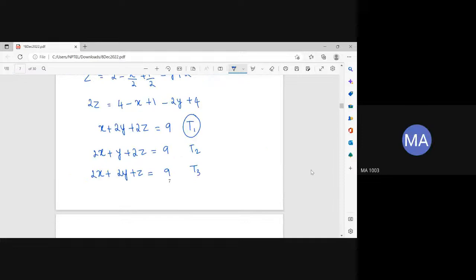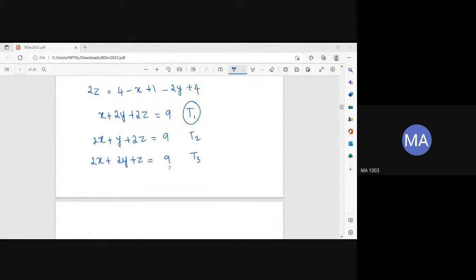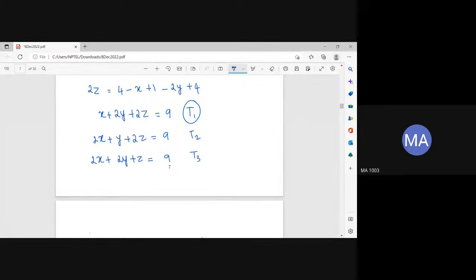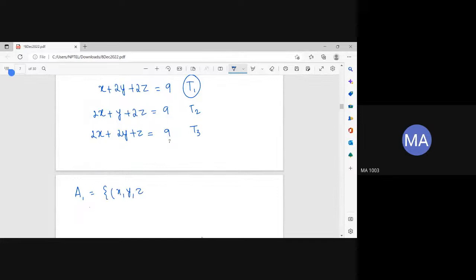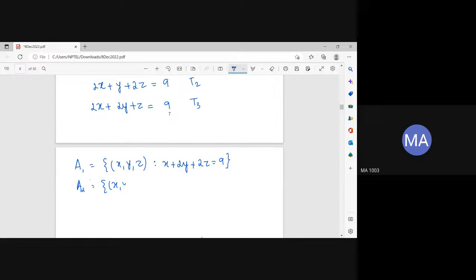Okay. So we have got T1, T2, T3. Next, what does it say? The set of points on each plane forms an affine subspace. Yes, T1, T2, T3 are all affine spaces, A1, A2, A3 respectively. So A1 is the set of all x, y, z such that x plus 2y plus 2z is equal to 9. A2 is the set of all x, y, z such that 2x plus y plus 2z is equal to 9. And A3 is the set of all x, y, z such that 2x plus 2y plus z is equal to 9. So these are the affine spaces that we have.